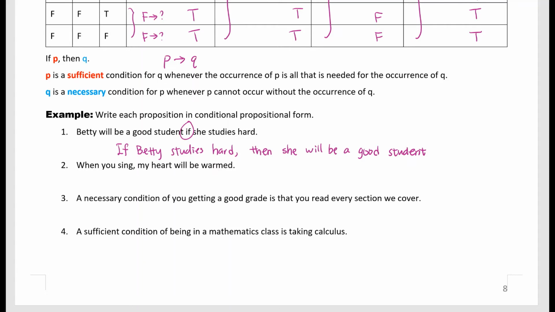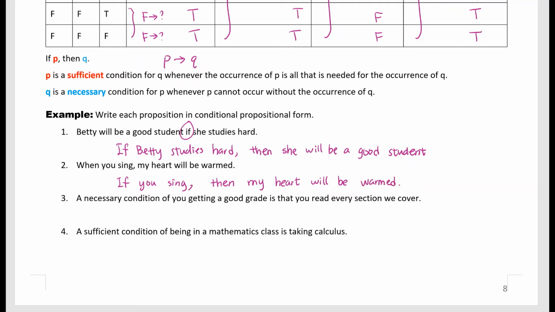Second one. When you sing, my heart will be warmed. So when you sing, it's like if. So if you sing, then my heart will be warm.